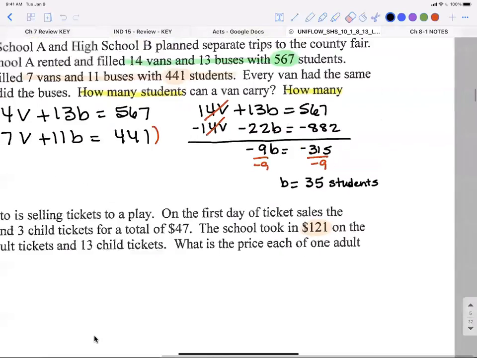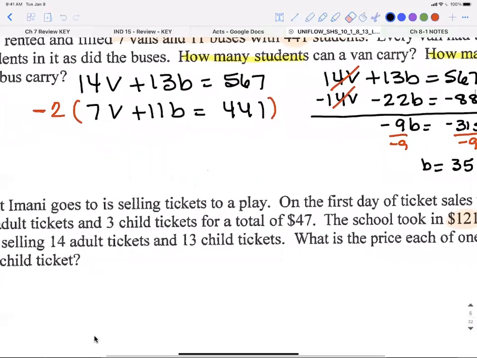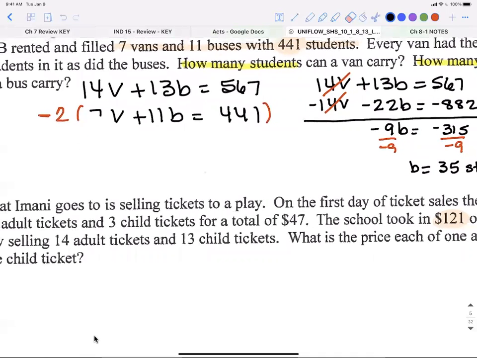Okay. All right. So now we know the value of B. So I'm going to come back to one of my original ones, and I'm just going to use the 7V plus 11B equals 441. And I am now going to plug in what I know for B. So 7V plus 11, now in place of the B, I can put a 35, equals 441. And 35 times 11 is 385.